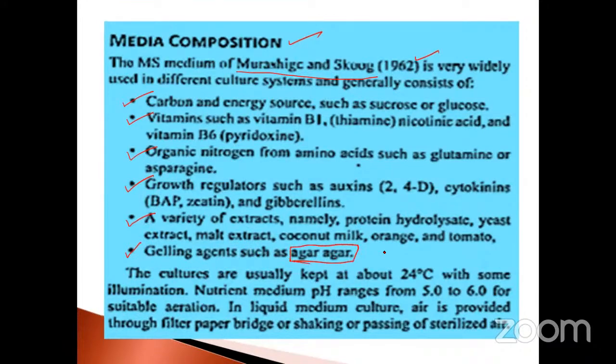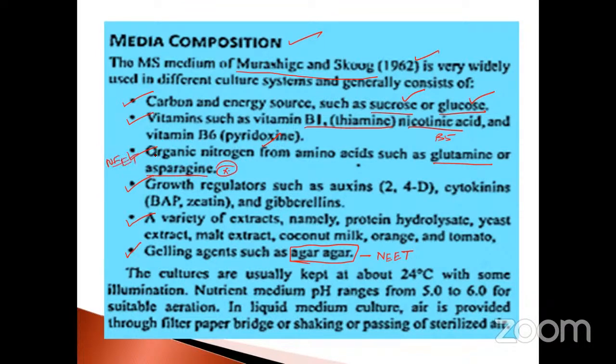Agar. From the NEET point of view: in tissue culture, which one of the following substances is used as a gelling agent? Agar is the gelling agent. Carbon sources, particularly two, otherwise called sugars, saccharides or carbohydrates: sucrose and glucose. Vitamins: B1, nicotinic acid, B5, and also B6. Amino acids are very, very important: two things, glutamine and asparagine.